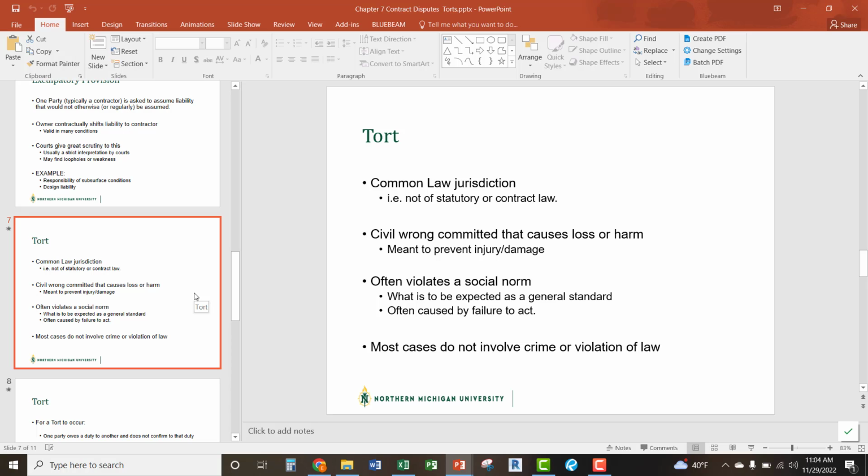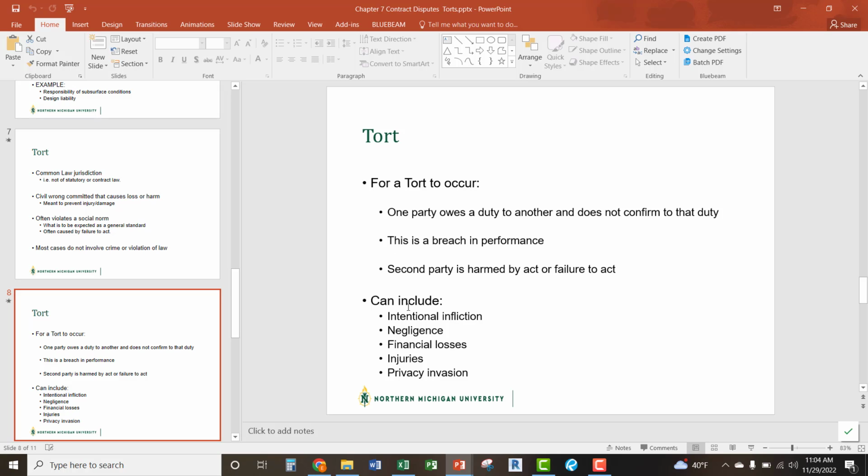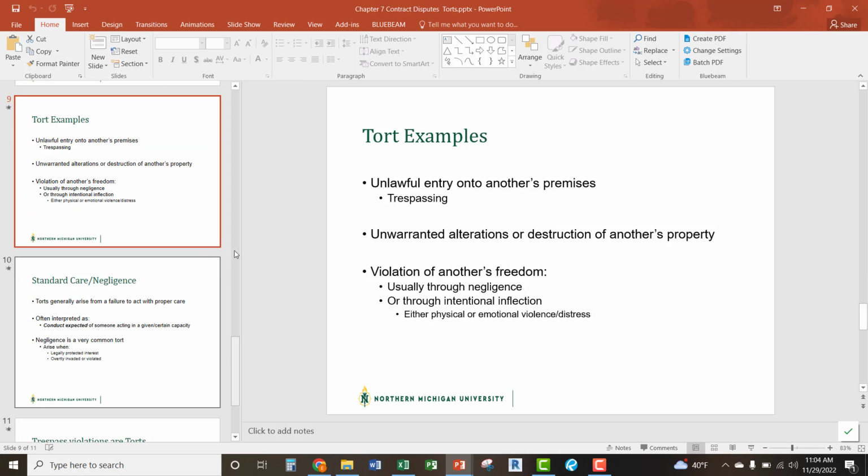A tort is a very common type of dispute issue within construction. Basically, some sort of civil wrong committed that causes loss or harm. Some very common types of torts are trespassing, which is really common, right? If you're dealing with a project like a campus, for instance, a lot of times you might have students that don't want to go around your construction fence. They want to go through it because it's the quickest way to their classes.